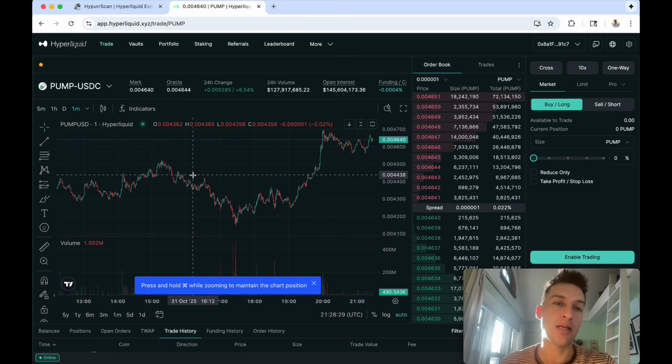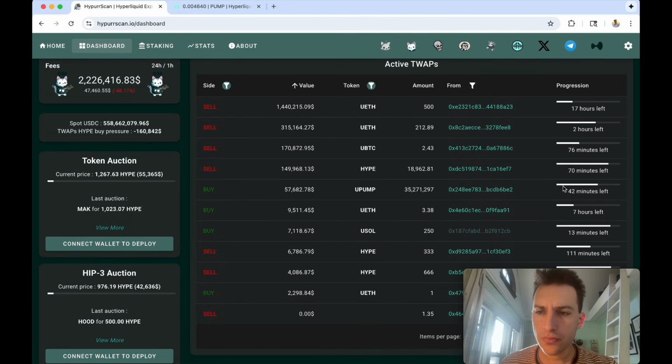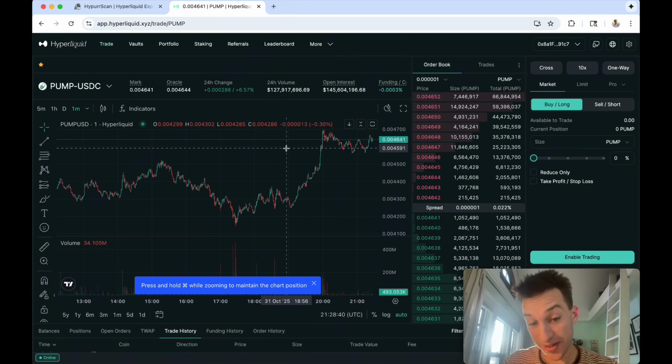Because look at this chart right here. I don't know if you can tell, but this TWAP started probably about an hour, hour and a half ago. And you can see right when the TWAP started, look at this.